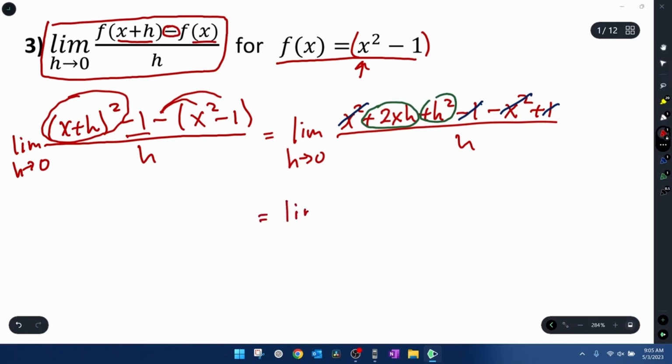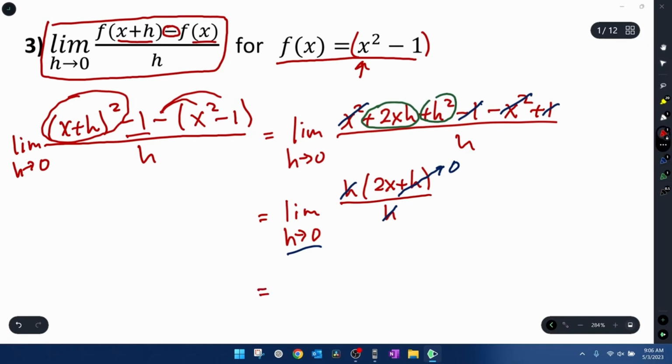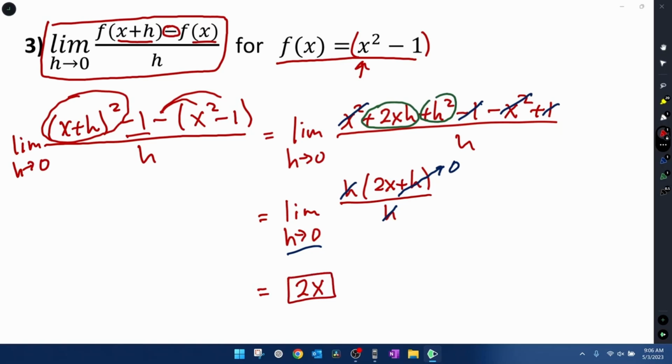So now we're going to say the limit as h approaches 0, factoring out the h, will give us 2x plus h all over h. And now these h's will reduce out. So now what we can do is say, okay, now we can let h go to 0 since we don't have the divide by 0 problem, meaning that this guy's going to go to 0, and the answer is simply going to be 2x. And that's going to do it for this problem.